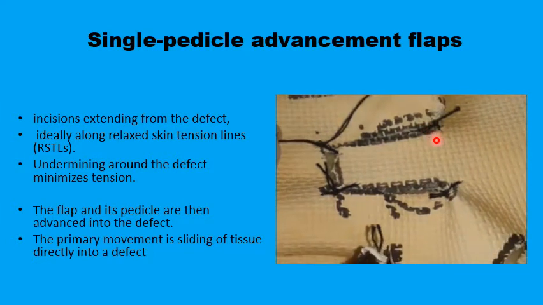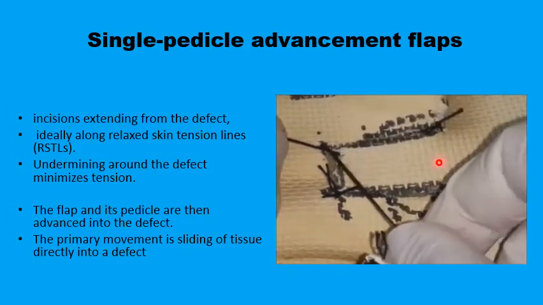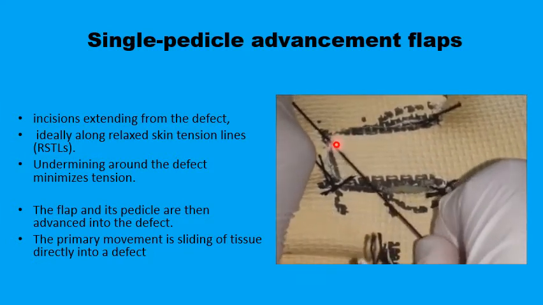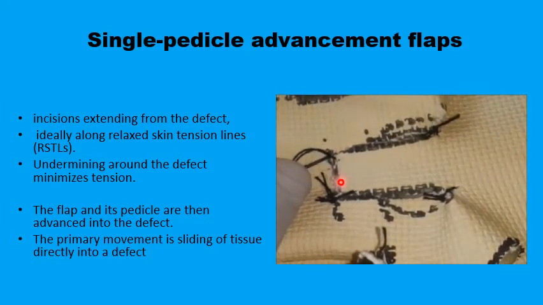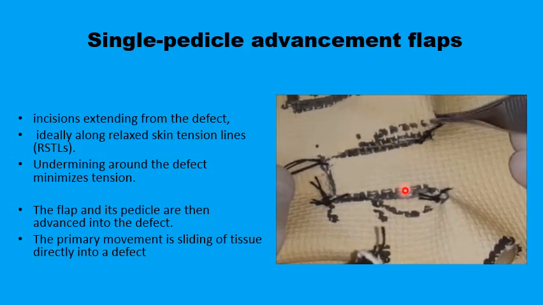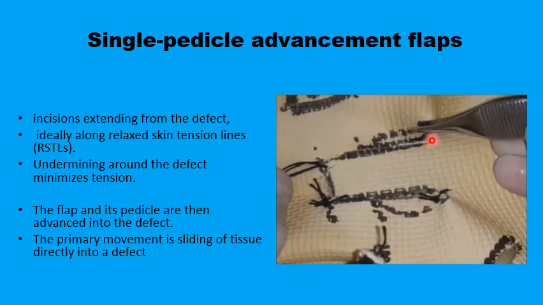edges of the defect. Now, once the leading edge of the flap is in position and the Burrow's triangles are closed up, the defect is closed by a simple advancement of the flap to fill up the defect, and you have the lines of the incisions parallel to the relaxed skin tension lines.